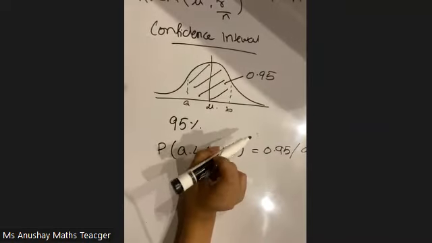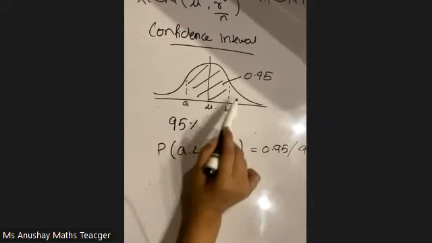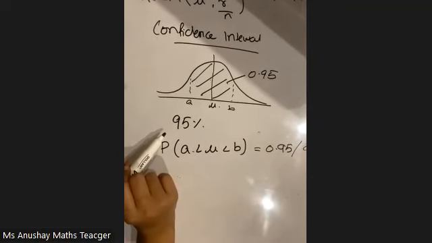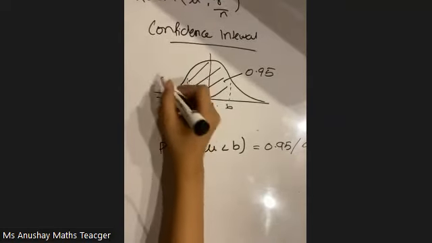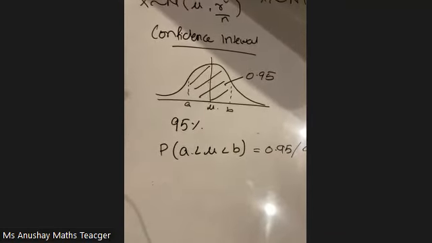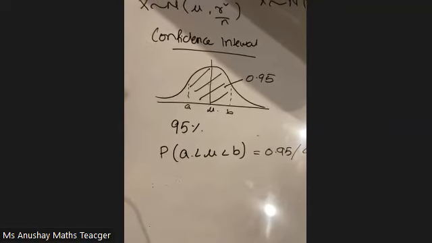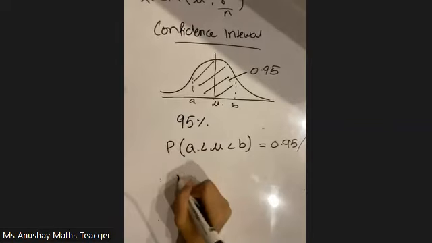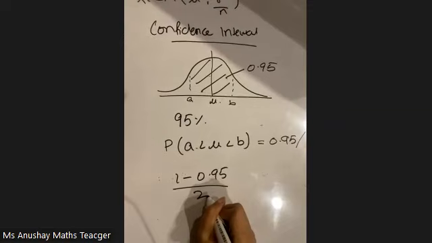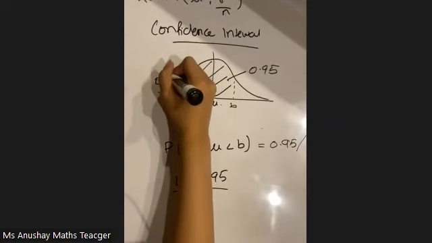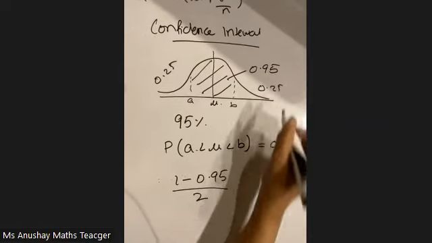Now you tell me, Naila, if this region is 0.95, what is the remaining region? 0.25? Yes, exactly. How do you do this? It's 1 minus 0.95, divided by 2. Yes, 1 minus 0.95, and then you divide by 2. So this is 0.25 and this is 0.25.